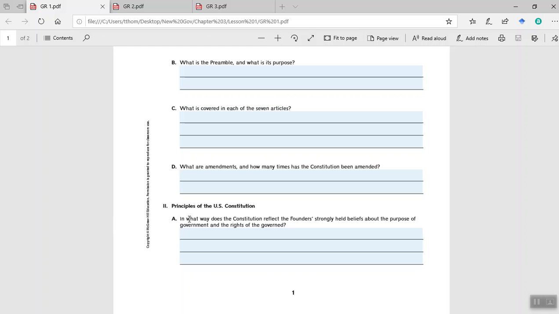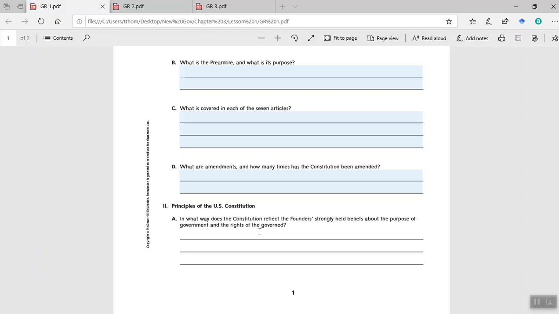A right here, these are principles. Again, these are principles. In what way does the Constitution reflect the founders' strongly held beliefs about the purpose of government and the rights of the governed? It's talking about how the Constitution is going to establish limited government, and it also says that power shall be shared between the national government and the state government. That's also known as federalism. And it divides the national government into 3 branches. It protects our rights and balances our rights with the pursuit of the public good. Remember, the rights of the majority cannot infringe on the rights of the minority.